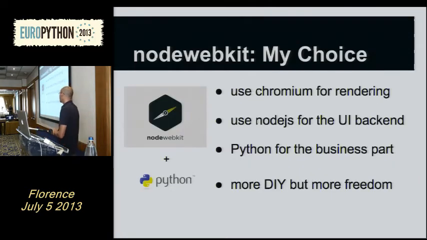So I decided to take another path, and my choice is the Node-WebKit framework, an open source framework that uses Chromium for the rendering and Node for the backend. In my case, I'm using Node for the UI backend, for managing user settings and storing preferences. I'm still using Python for the business part, because I also wanted to provide a command line tool, as GemVote is right now. This is more work than using the previous framework, because it's a bit more DIY and Node-WebKit is a bit less mature in some ways, but I get more freedom and I can do exactly what I want.